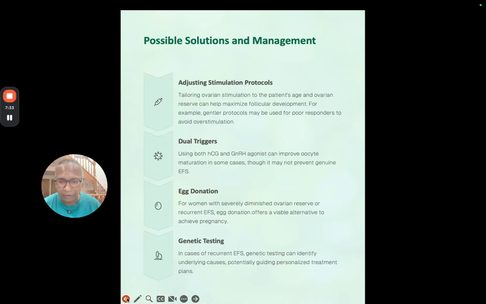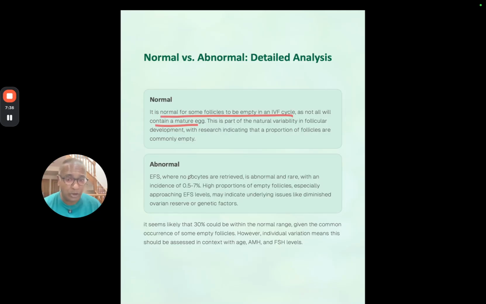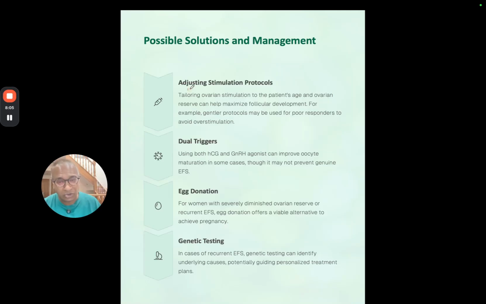Abnormal is when you see empty follicle syndrome, when no eggs or oocytes are obtained. It is abnormal and rare, with a general incidence of 0.5 to 7%. It goes beyond 5% over the age of 40. A high proportion of empty follicles, especially approaching the empty follicle range, may indicate an abnormal issue. So 30% may be within the normal range, given the normal occurrence of some empty follicles, but this is likely to vary. Possible solutions: change the stimulation protocol and tailor it to help maximize follicle output. More follicles mean a better chance of getting more eggs.